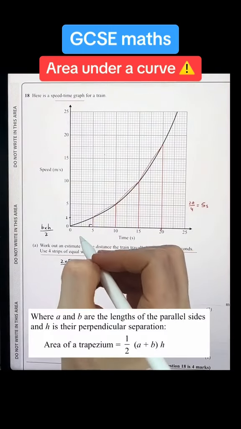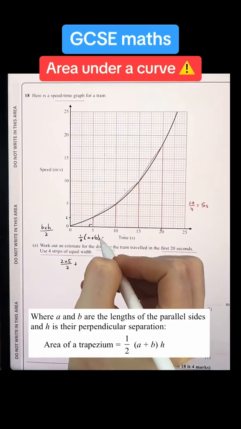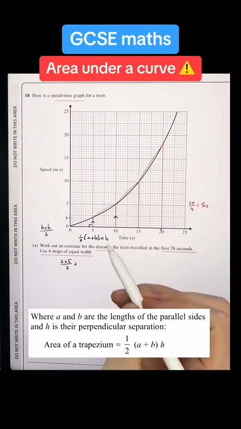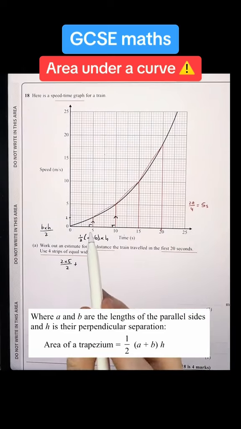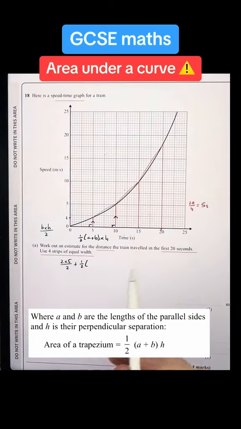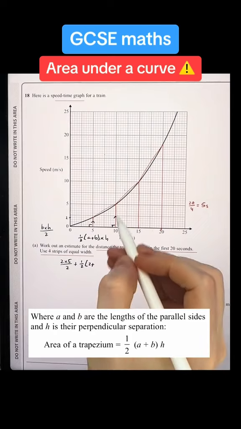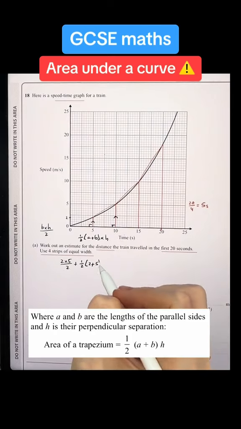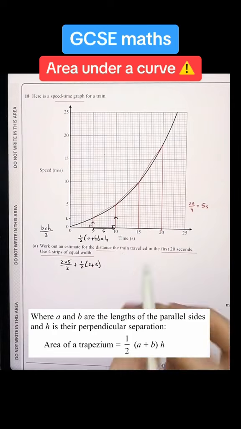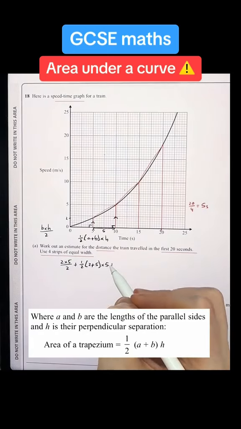Well, area of a trapezium is given by a half, and in brackets a plus b, multiplied by h, where a and b are my 2 parallel sides and h is my perpendicular height between my 2 parallel sides. Hence, I'm going to have a half, open bracket, a and b. Well, a for me here is 2, plus b for me is 5. Multiply by my height, and my height for each trapezium will be 5, because 10 subtract 5 is 5, so multiply by 5. I'm then going to add on the area of my next trapezium.